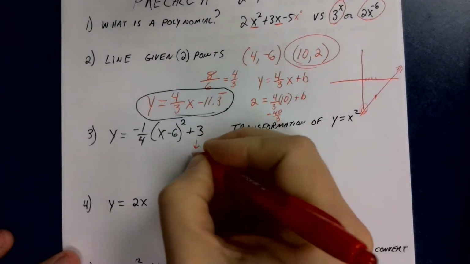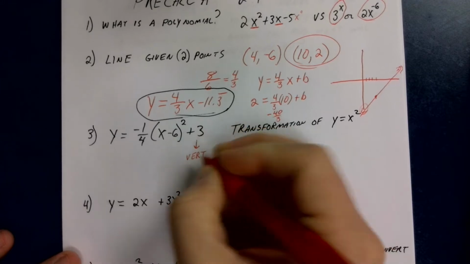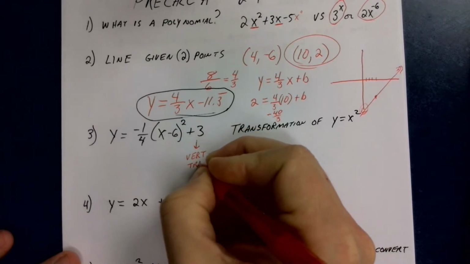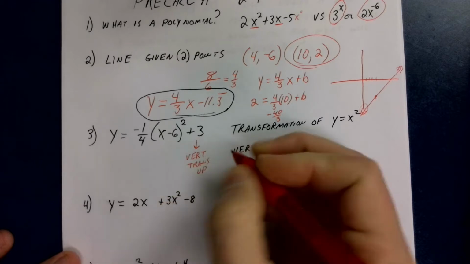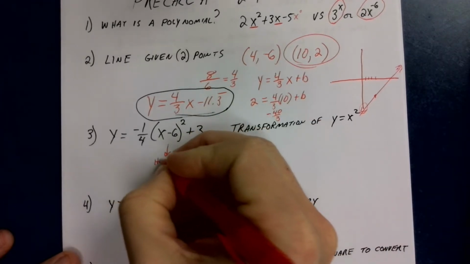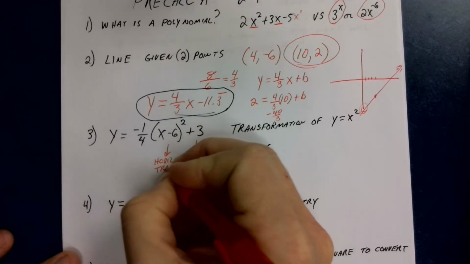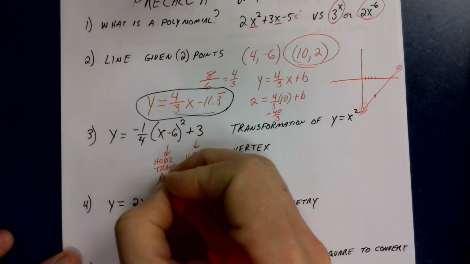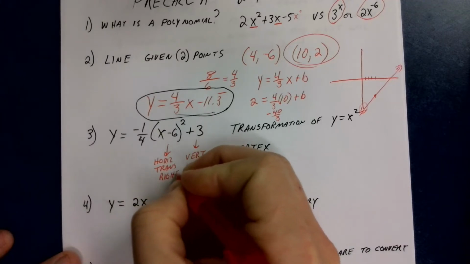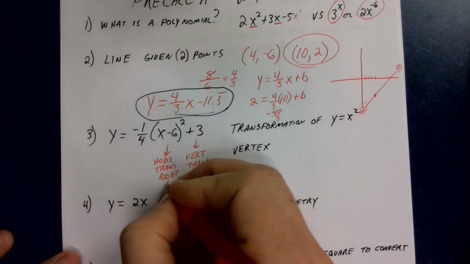This plus 3 right here is a vertical translation, up 3. This right here, the -6, is a horizontal translation, and that's right opposite of what the number is. If that's a -6, it's going to go +6, right?